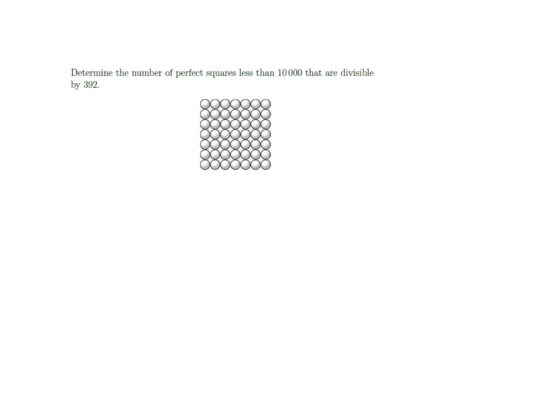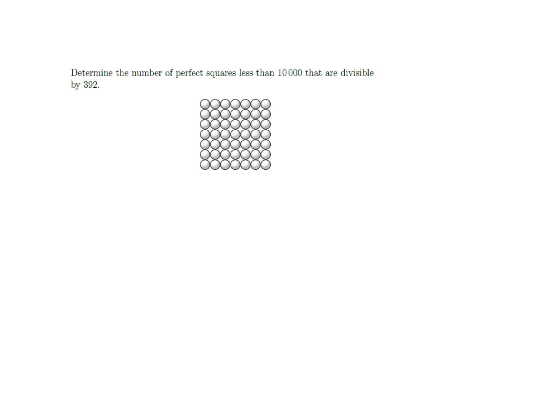Okay, so determine the number of perfect squares less than 10,000 that are divisible by 392. The first thing I would draw your attention to is if something is going to be divisible by 392, then 392 has to be a factor of it. So if I wanted to see what numbers are divisible by 392, I have to make sure that they have all the same factors of 392.